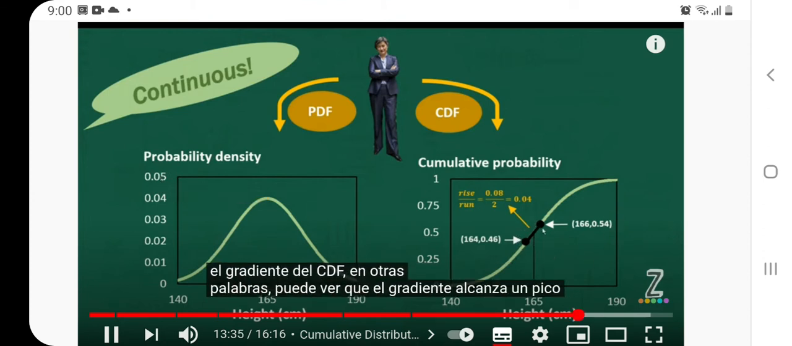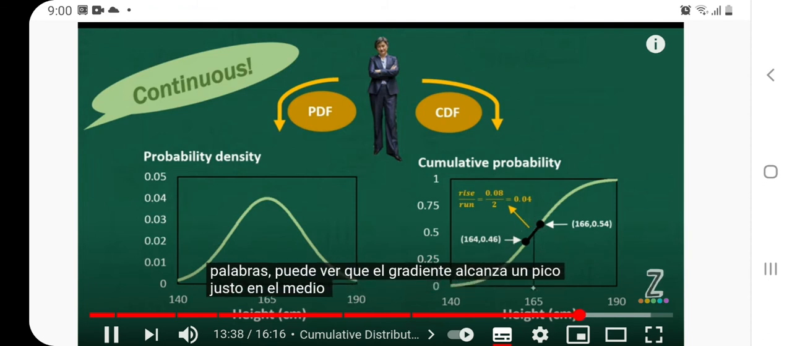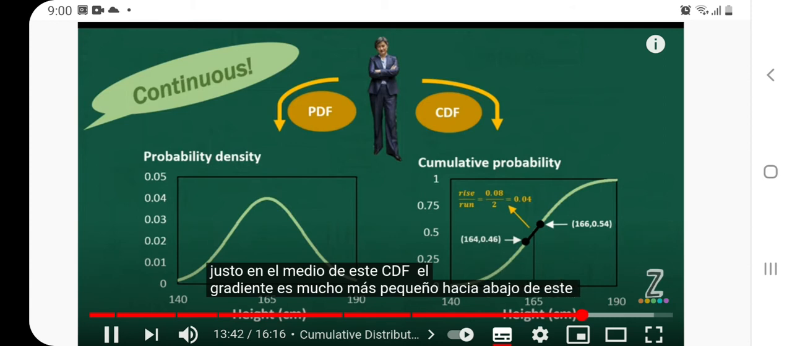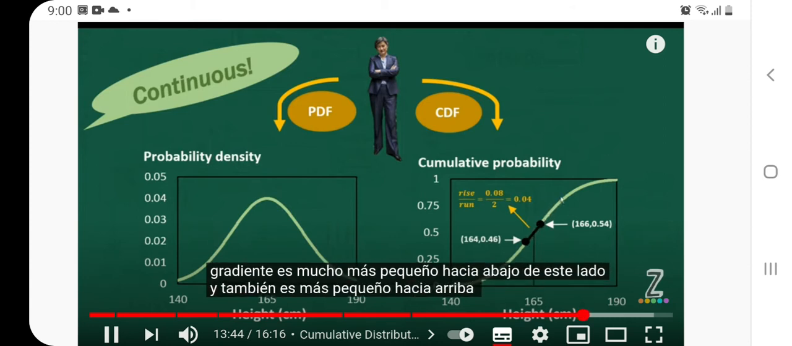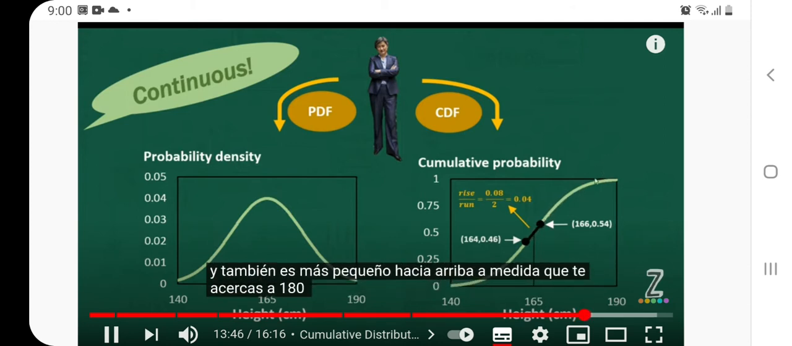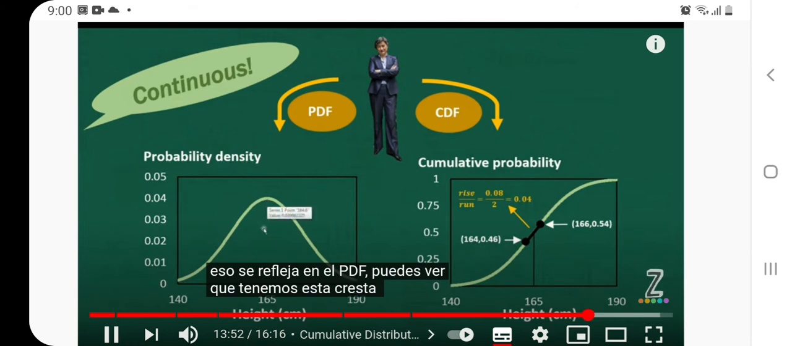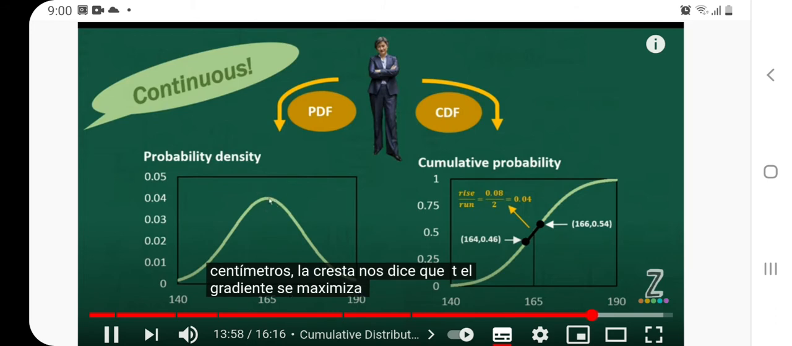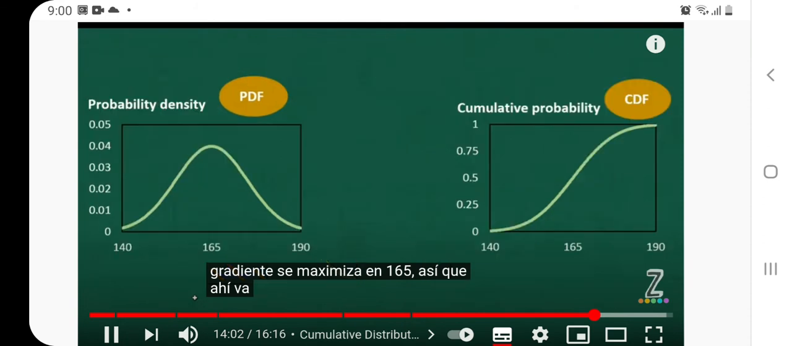In other words, you can see that the gradient peaks right in the middle of this CDF. The gradient is much smaller down this side, and also it's smaller as you get closer to 180 and 190 centimeters. And that's reflected in the PDF. You can see that we have this crest at 165 centimeters, the crest tells us that the gradient is maximized at 165. So, there you go.